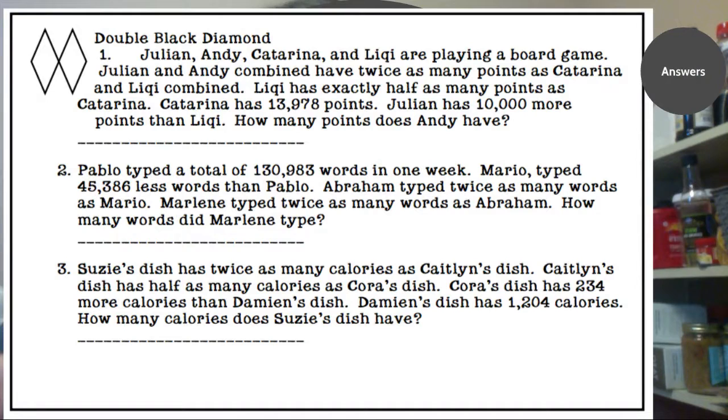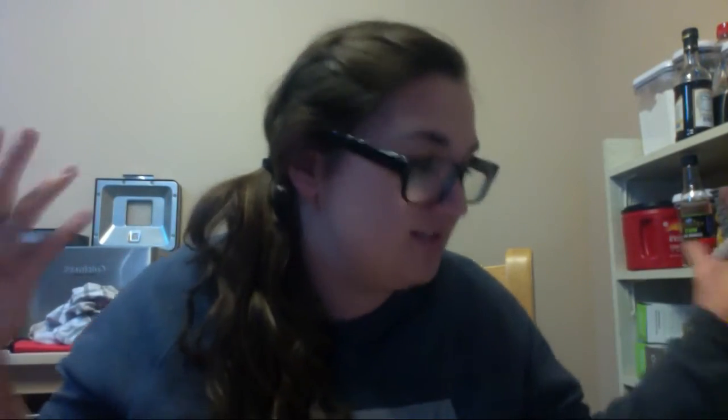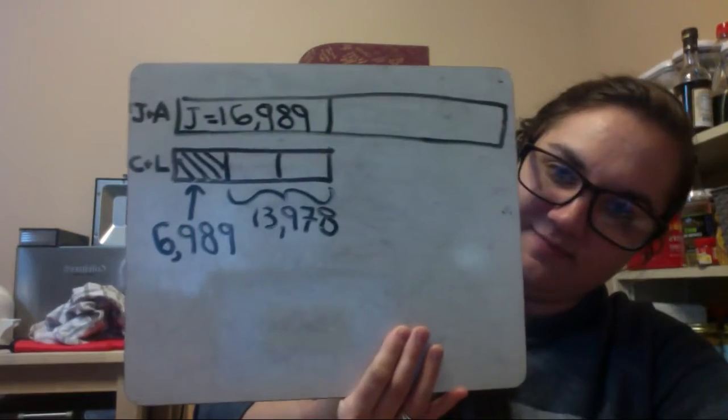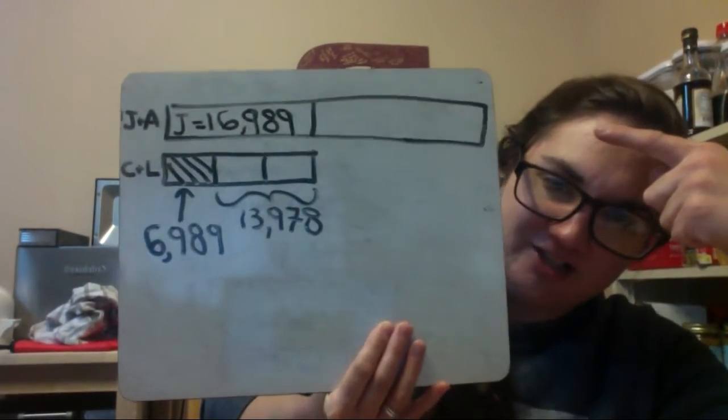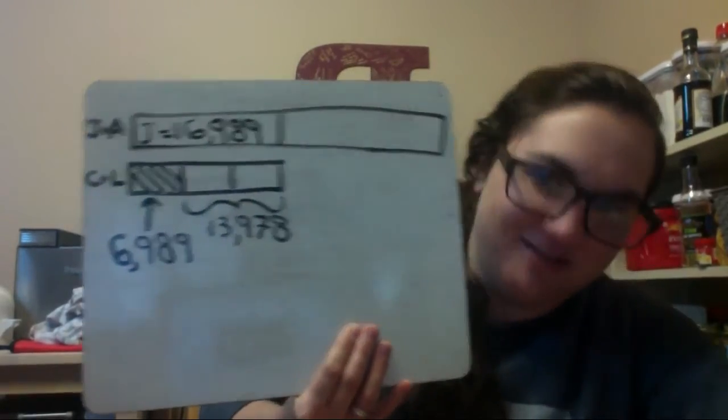You might be like, Mrs. Benavides, we've done all this work and none of this has to do with Andy. I thought Andy was the only one that was important. Well, now we're going to see. Let's go back to our question. So the next part says, Julian has 10,000 more points than Leaky. So now that we know Leaky's, we can add 10,000 points to what Leaky has. So what is 6,989 plus 10,000? It would be 16,989. So now we're getting closer, right?